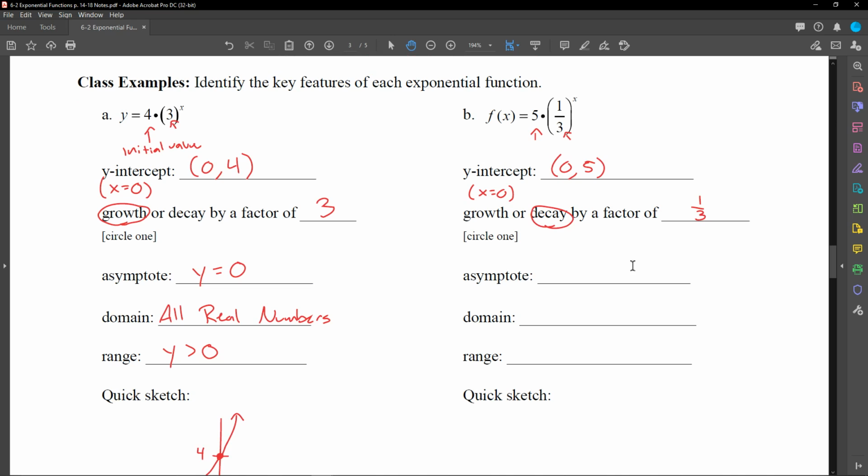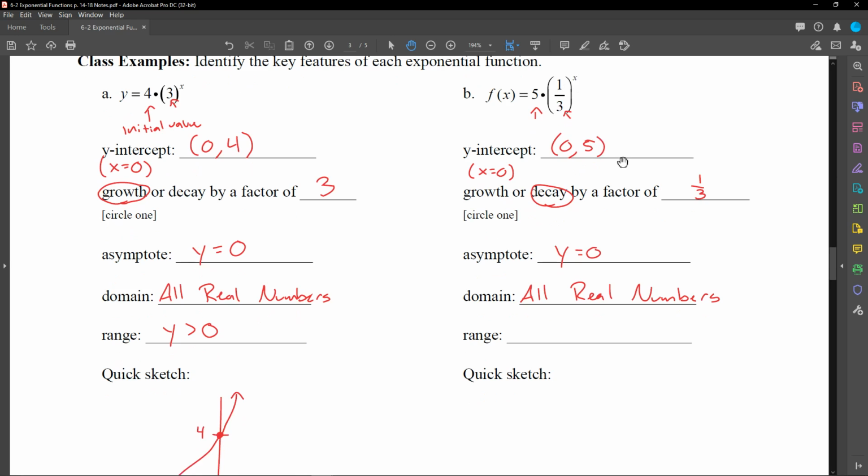Again, our asymptote, the value that our function approaches but never ever reaches, is y equals 0. Domain for all exponential functions is all real numbers. You can plug in any value in for x. And then our range, this is exponential decay, but again, notice that this is entirely positive. There's no number you can plug in for x and ever reach 0 or anything negative. Therefore, our range is going to be all y greater than 0.